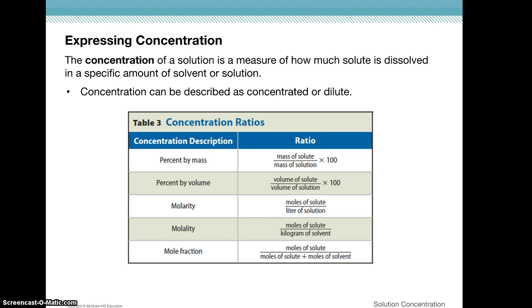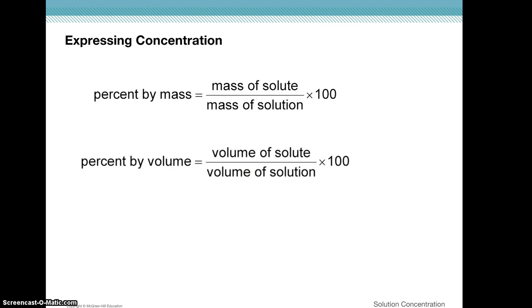And you can look at it qualitatively, so descriptively you can have a solution that's concentrated or a solution that's dilute, or you can actually calculate the concentration using all these various descriptions. So we're going to go through an example of each one. I'm going to show you how to use the formulas for each of them. All right, so the first one we're going to look at is percent by mass and percent by volume.